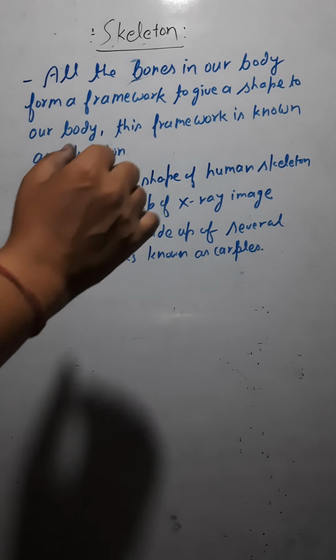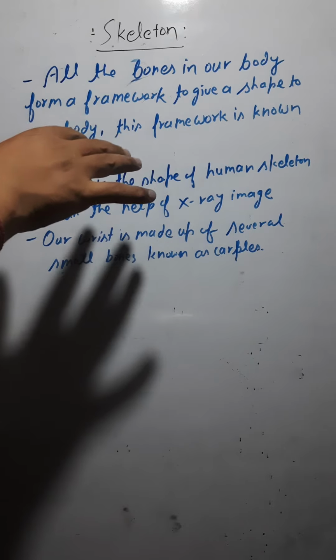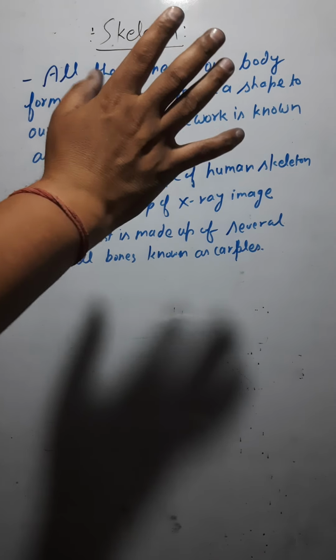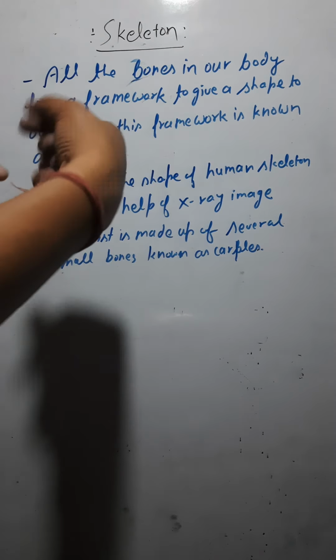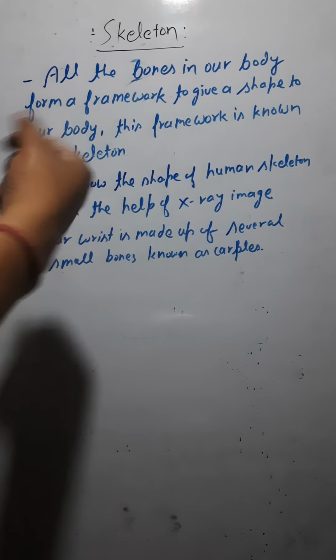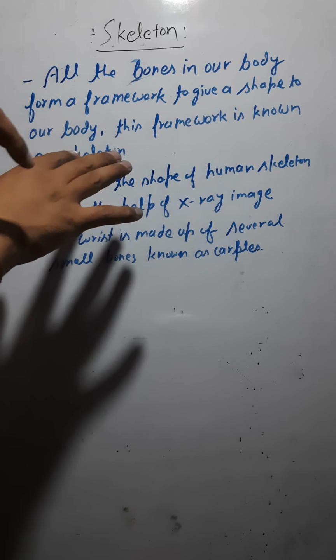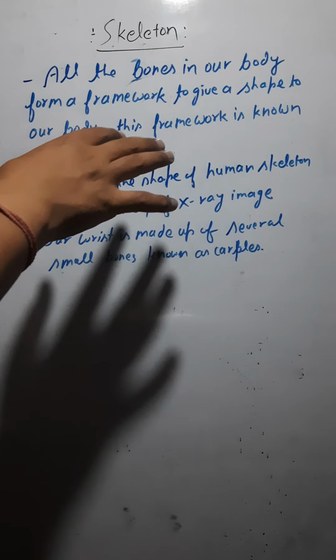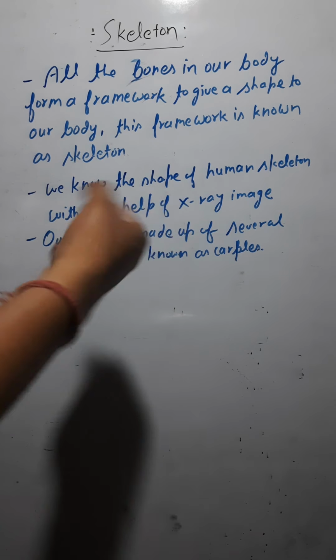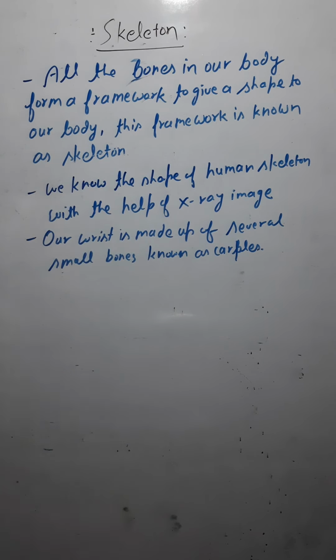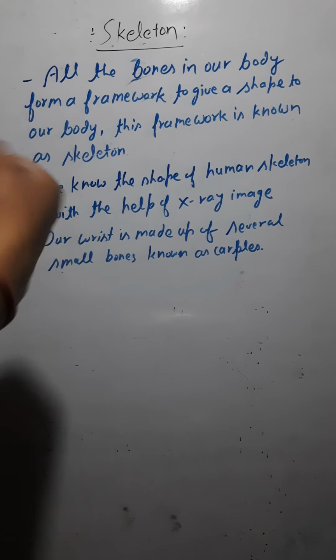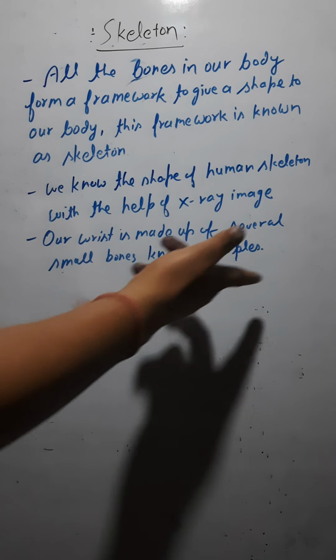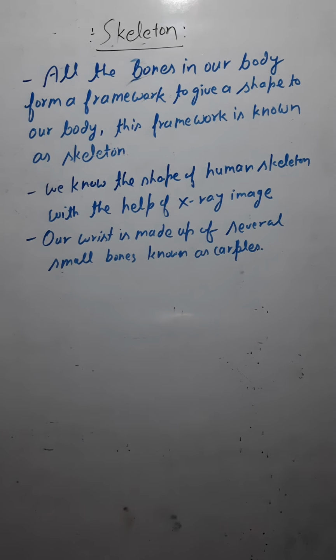Let's say had it been a single bone here, would you have been able to move your wrist like this? No. So you have small bones, the carpals, that allow the movement of your wrist in all directions. These bones in your wrist are known as the carpals. Let me show you the carpals also. Here you have to make the figure of the bones in the wrist.